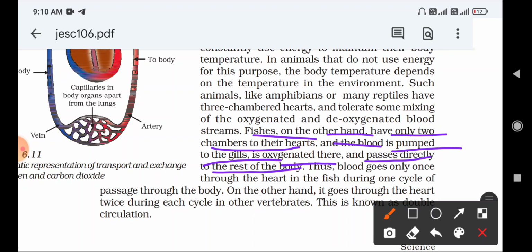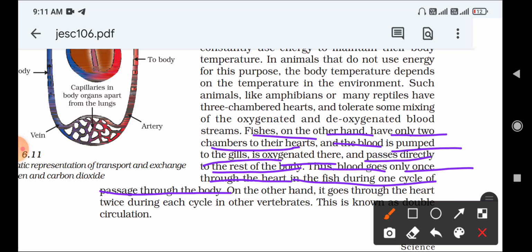The fishes take oxygen from the water with the help of gills. In the gills, oxygen is absorbed by the blood and passes to the rest of the body. Through the gills, the fish can absorb the oxygen from the water, and it passes to the rest of the body, and the carbon dioxide is removed from the body. Thus blood goes only once through the heart in the fish during one cycle of passage through the body.